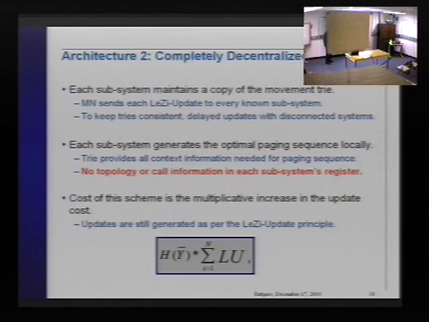So the cost here is, instead of each location update being sent once, you're now sending each update to all of the subsystems. So it's a sum over the location updates, sigma of LUI.